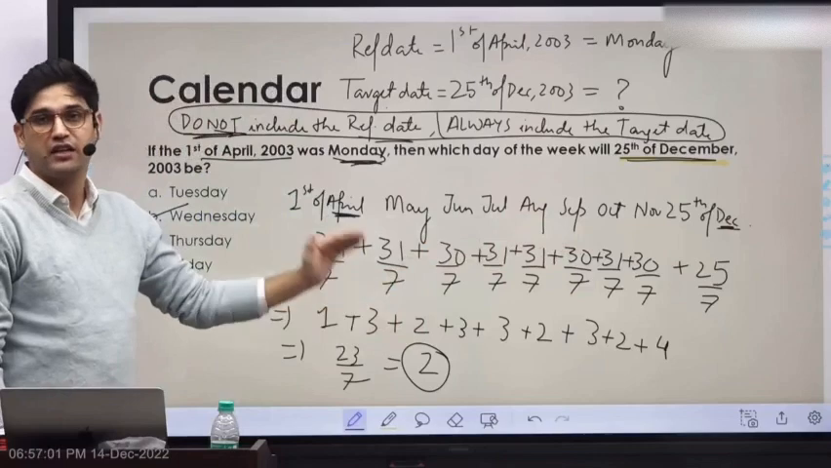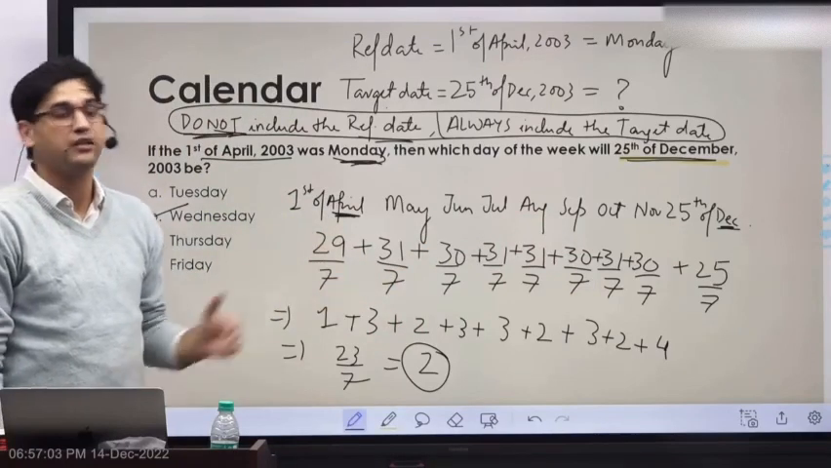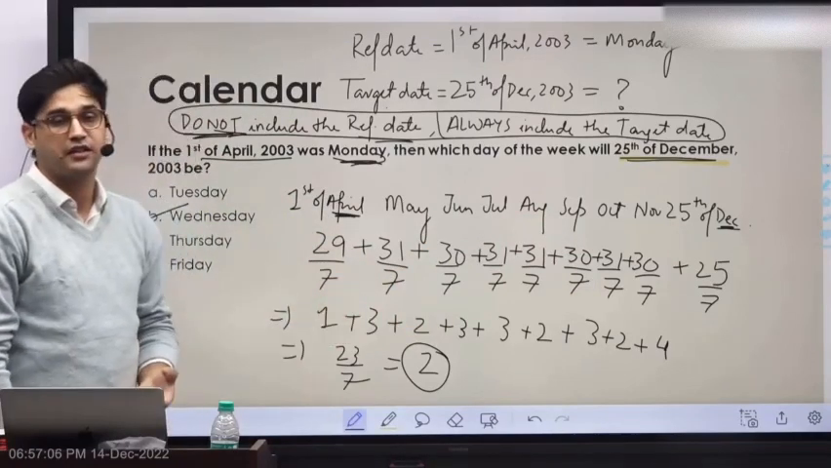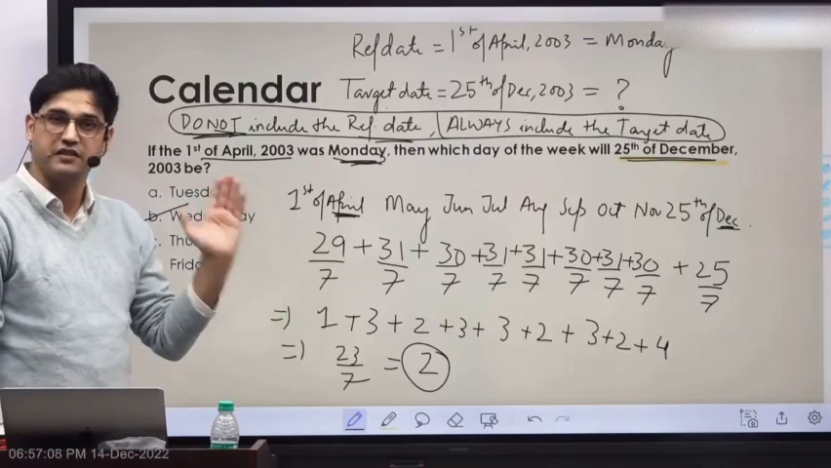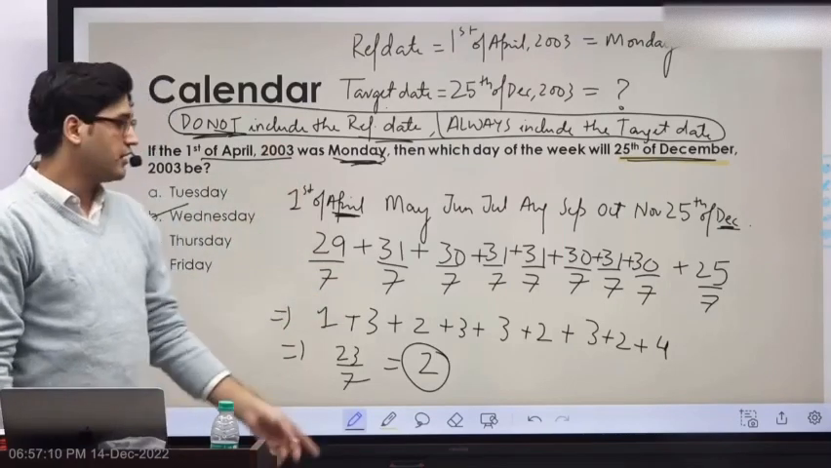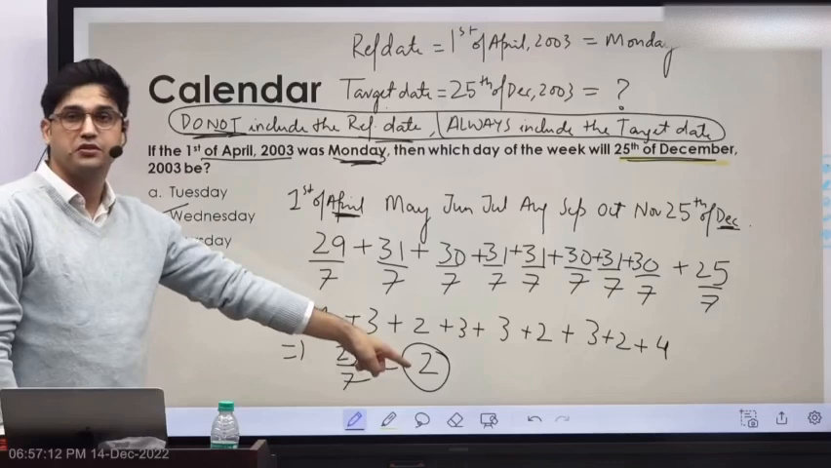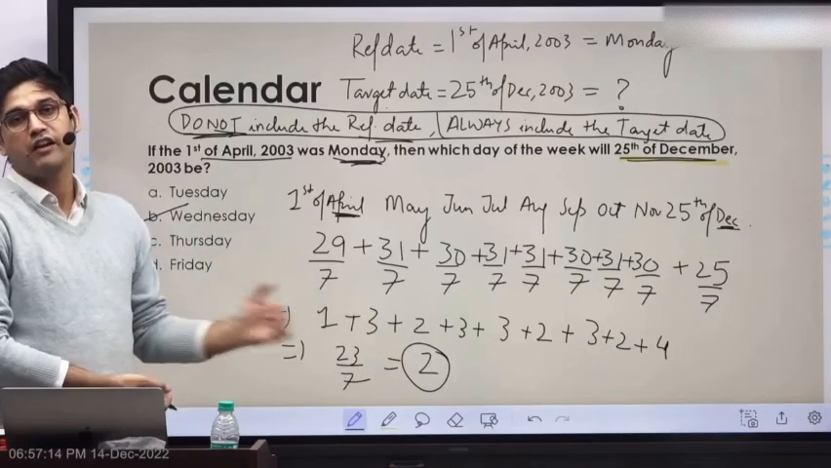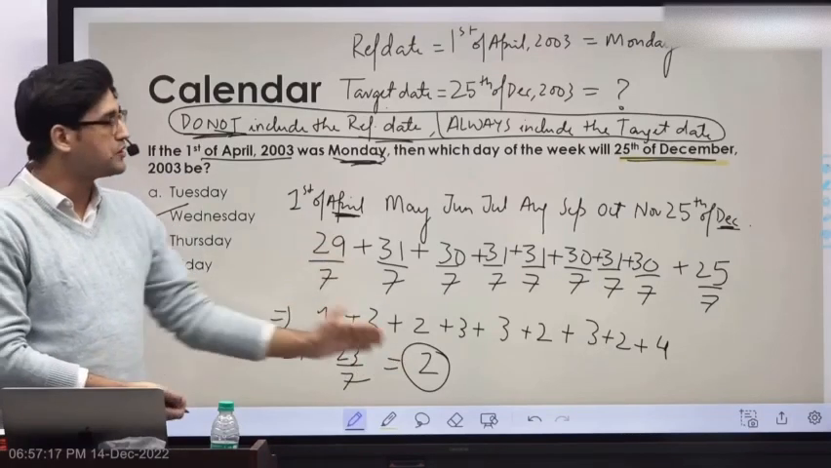Divide it by 7. Continue dividing it by 7 so long as there is a remainder which is greater than 7. जब तक 7 से ज़्यादा remainder है, continue dividing it, right? At the end, we found out it was 2. Right? 23 divided by 7 will leave out a remainder of 2. 2 is the number of odd days.